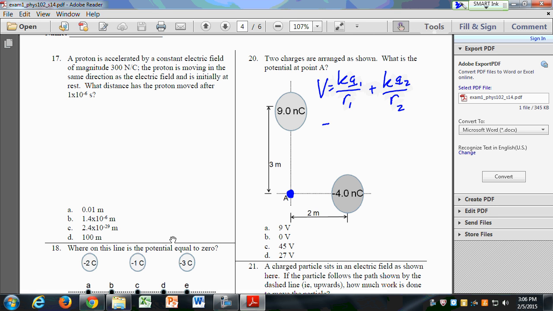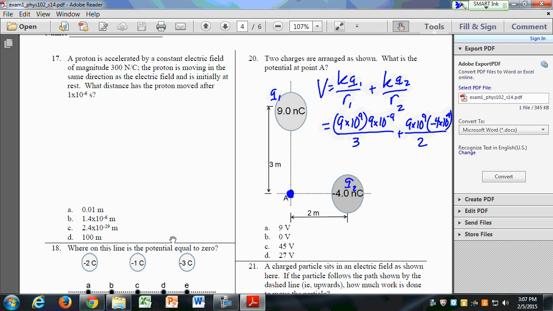All right, so I have 9 times 10 to the 9th. Q here for Q1, we'll call this Q1 and this Q2. Q1 is 9 times 10 to the minus 9. Remember that nano is minus 9. Divided by 3. Plus 9 times 10 to the 9th. Q2 is 4, but it's negative 4 times 10 to the minus 9, divided by 2. So that's KQ over R.